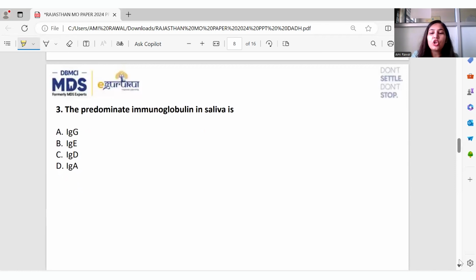The predominant immunoglobulin in saliva is: IgG, IgE, IgD or IgA? The correct answer here is IgA. IgA acts as a first line of defense against pathogens. It is present in the highest concentration in saliva. So the correct answer here is IgA. This is the only question other than tooth development asked from dental histology. Remaining all the questions were from the topic of tooth development.